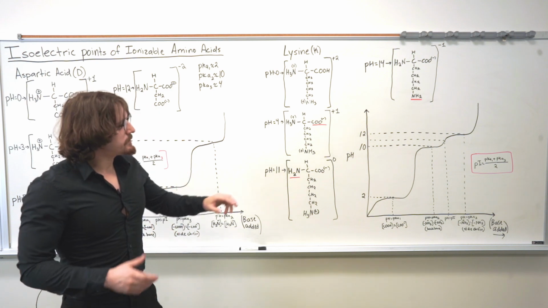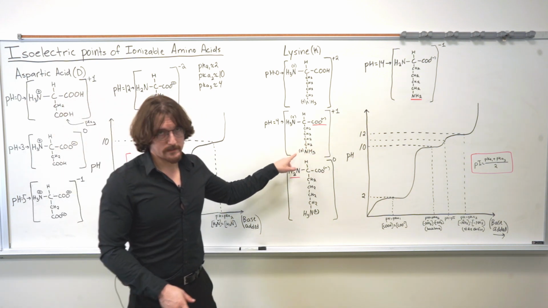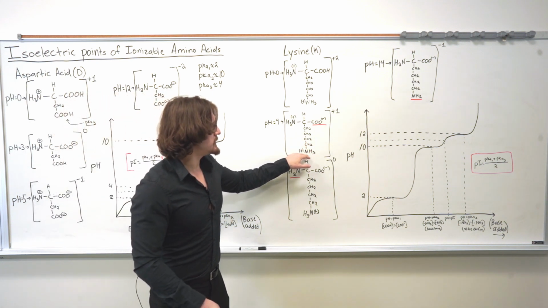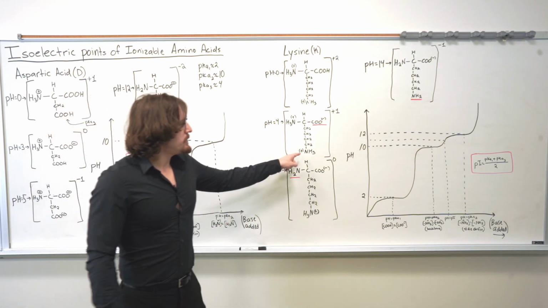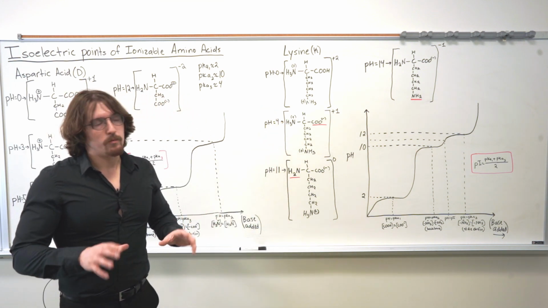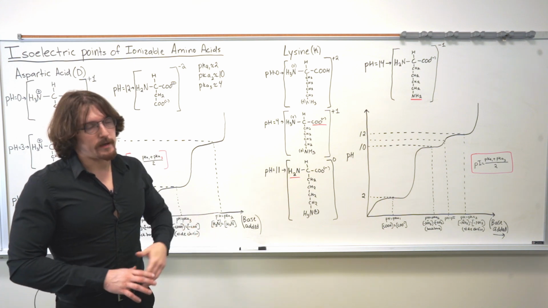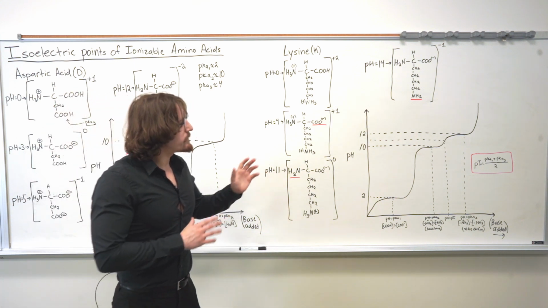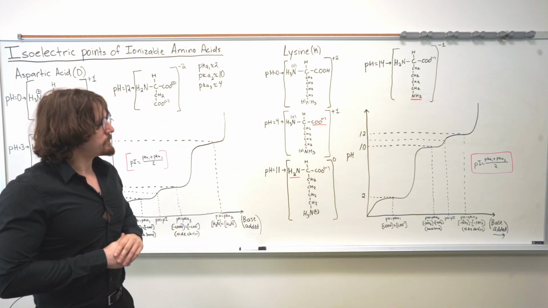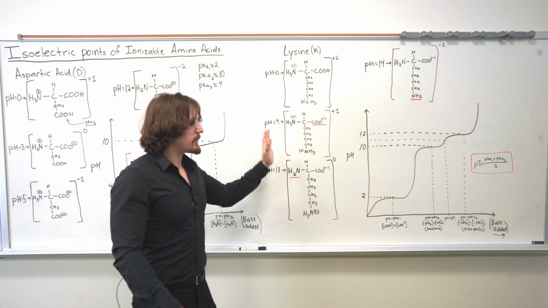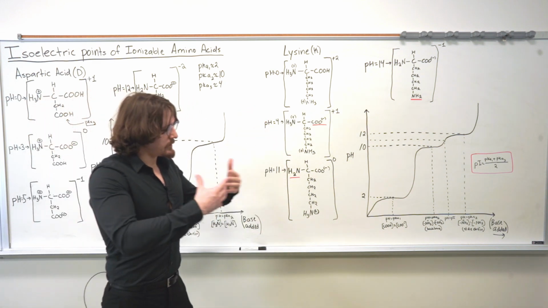But then pKa3, because it now has an amino group as its side chain, this can be protonated and deprotonated. The pKa3 for lysine is going to be, we're going to say, around 12. Again, these are not exact values, but for the sake of this example, that's what we'll use, all right? So again, we're going to start at a very low pH of 0, and we're going to titrate up.